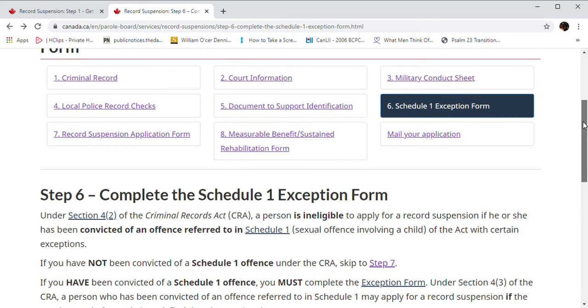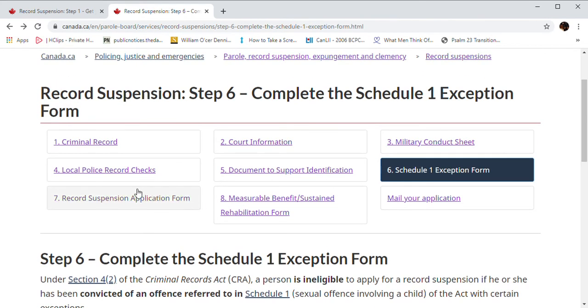And I think that's about it. But just remember, this local police check is very important, and this one here too, the measurable benefits / sustained rehabilitation. These two things are critical.